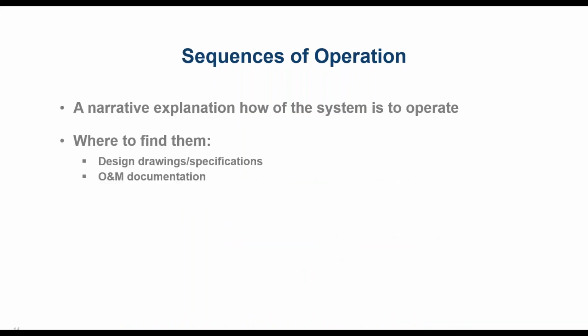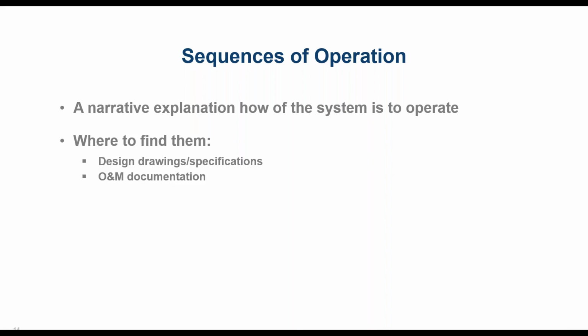Let's talk about this concept of sequences of operation. So a sequence of operation is essentially a narrative explanation for how a system is to operate. Where would you find these narrative explanations of how a system is supposed to operate? Well, from a construction project, they might be available in the design drawings or specifications from the design engineer. Or hopefully a more accurate version of the sequence of operation, the sequence that was actually programmed during installation, would be available in the O&M documentation or closeout documentation from a project. I'm talking record submittals or record shop drawings from the temperature controls contractor should have an accurate explanation for how the system was actually programmed to operate.